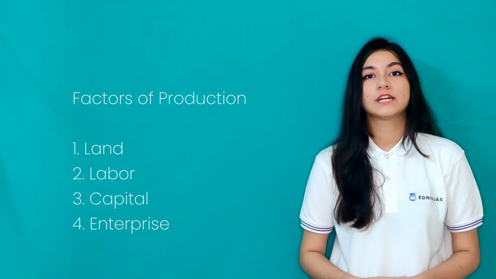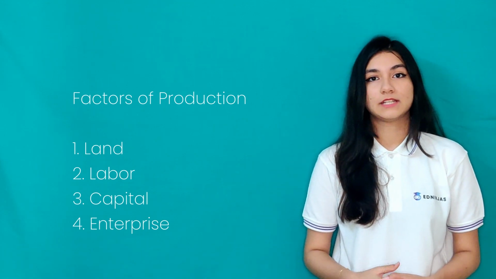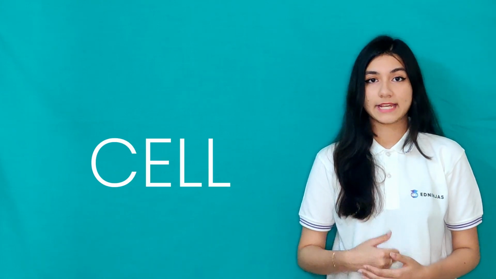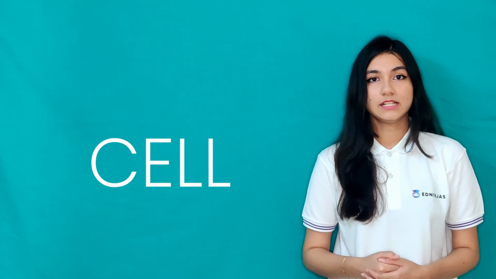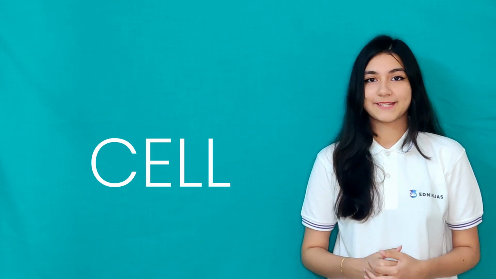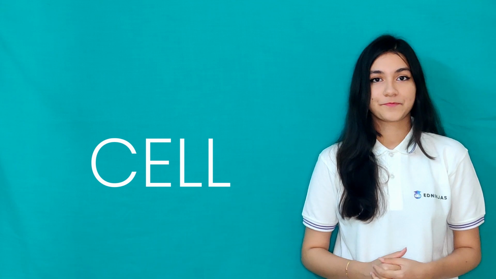Now that we know what businesses produce, let's see how they produce it. The resources and inputs used by businesses are called factors of production. There are 4 factors of production. They are land, labor, capital, and enterprise. You can remember these with the help of the acronym CELL, C-E-L-L. C stands for capital, E for enterprise, L for labor, and L for land.